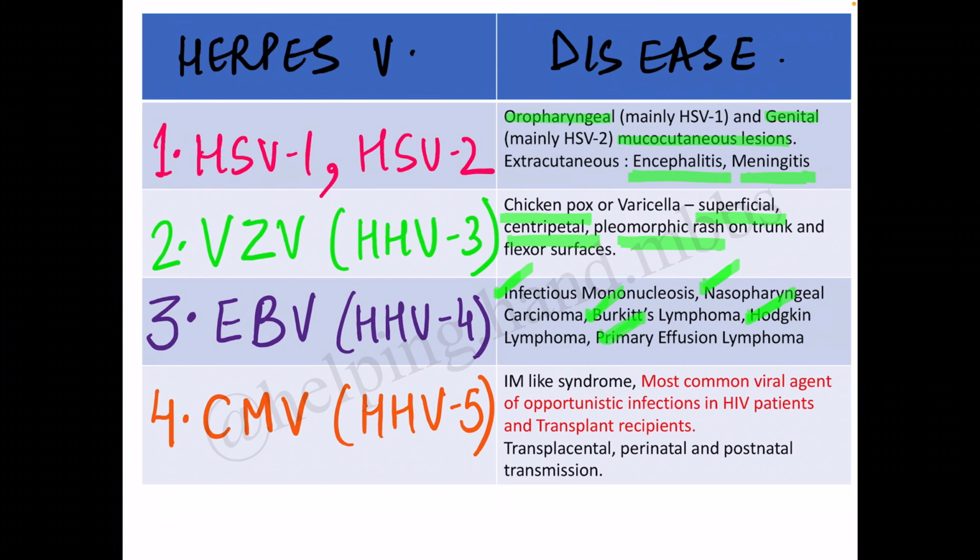Then we have the cytomegalovirus. In this also we see an infectious mononucleosis-like syndrome. Please read from your books what is the difference between infectious mononucleosis and IM-like syndrome. Please see the thing that I've written in red. It is the most common viral agent of opportunistic infections in HIV patients and transplant recipients.